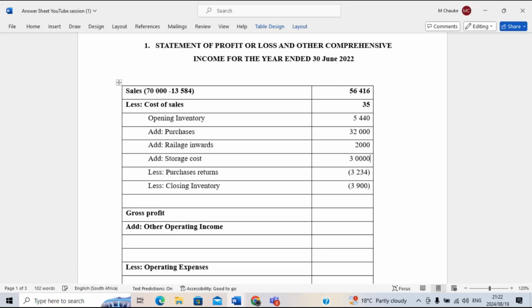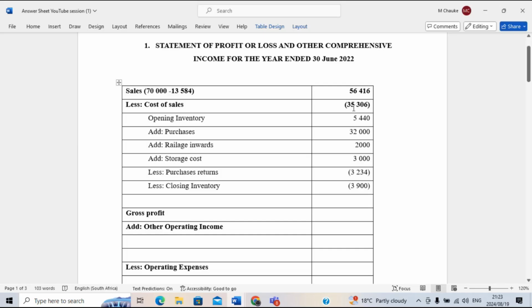3,000. So this 3,000, when you add it there, it's gonna give you a cost of sales of 35,306. And then this cost of sales, remember we are subtracting it in order to calculate gross profit, right? So we need to put it in brackets as well. So now this is our correct cost of sales.